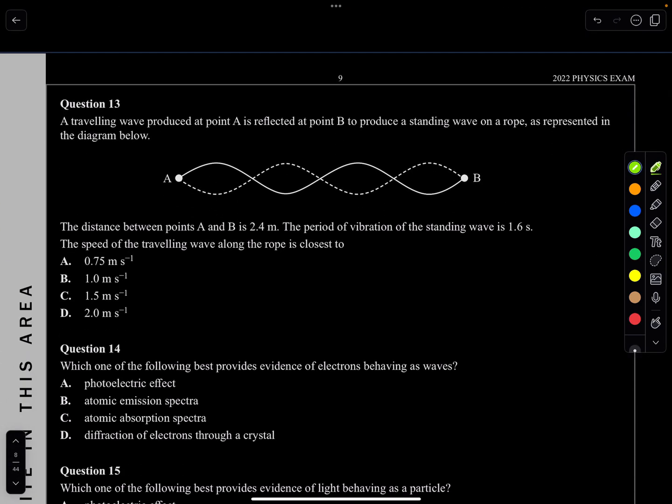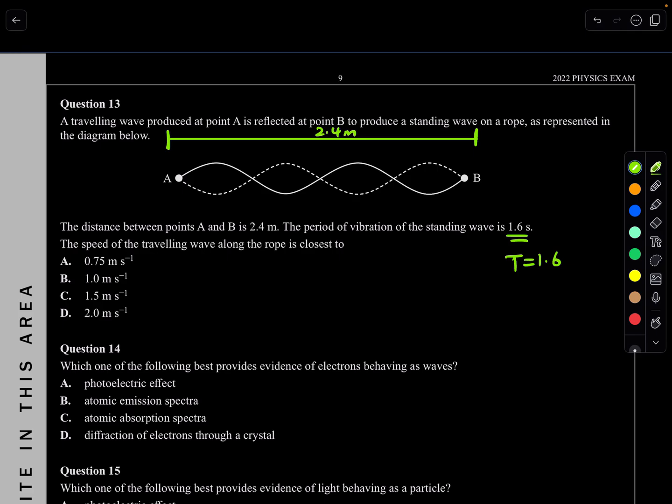Question 13. A traveling wave produced at point A is reflected at point B to produce a standing wave on a rope, as represented by the diagram. The distance between the points A and B is 2.4 meters. The period of the vibration of the standing wave is 1.6. The speed of the traveling wave along the rope is closest to what?